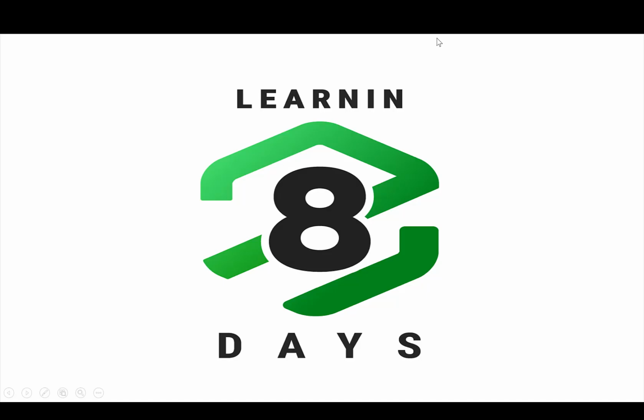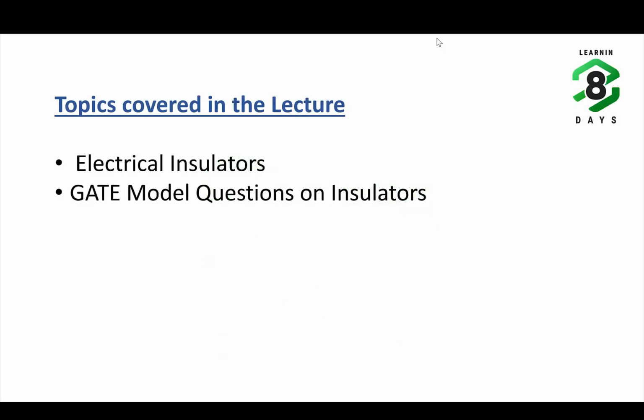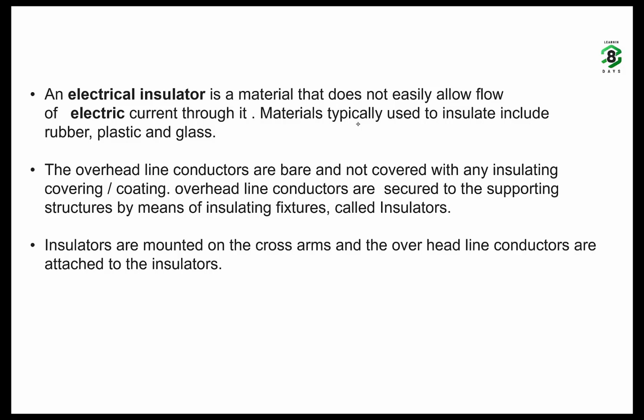Welcome everyone. In this lecture, we are going to discuss electrical insulators in detail and a few GATE model questions on insulators. An insulator is a material that does not easily allow the flow of electric current through it. Materials typically used for insulation are rubber, plastic, glass, PVC, impregnated paper, etc. Many insulators offer very high impedance for the flow of current. They are classified as insulators.